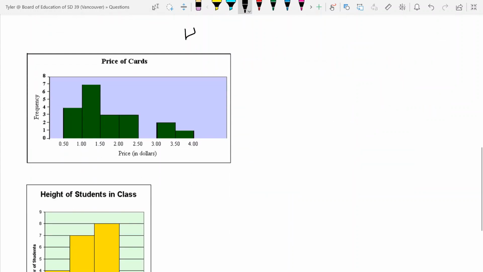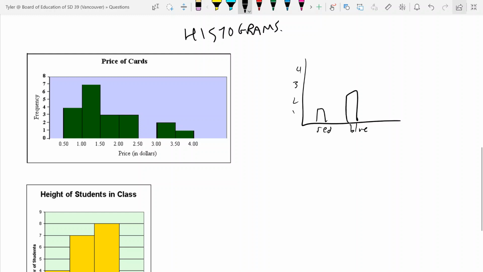Histograms, let's write this at the top. They're a special type of bar graph. The only difference is that instead of looking at things broken up into categories, so when we did bar graphs, we might do people, so we might say favorite color. So you say like red, blue, right? And you say how many there are.